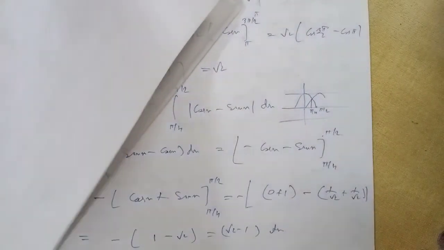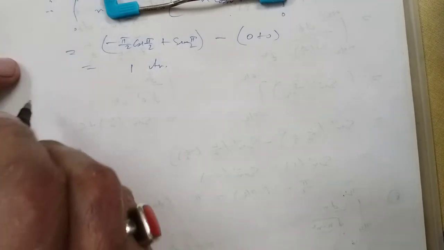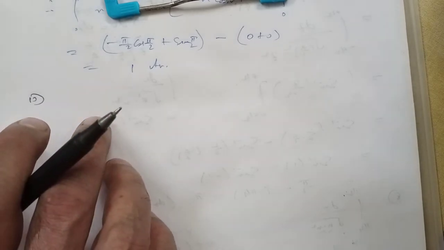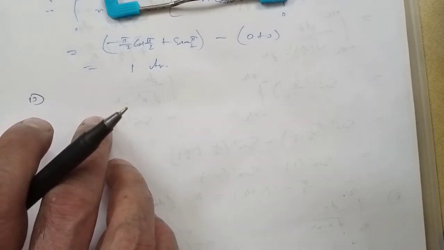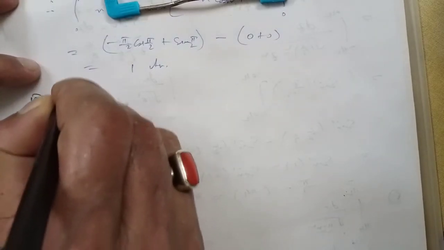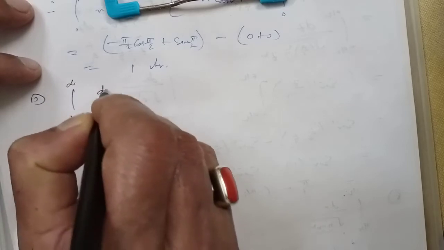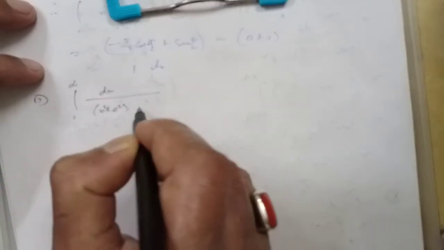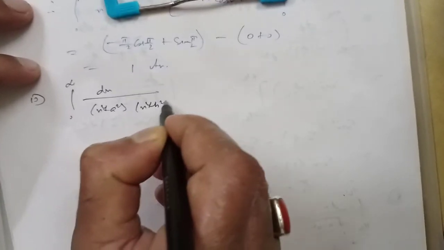This was our 9th problem, so this will be the 10th problem. Integration 0 to infinity dx by x square plus a square into x square plus b square.